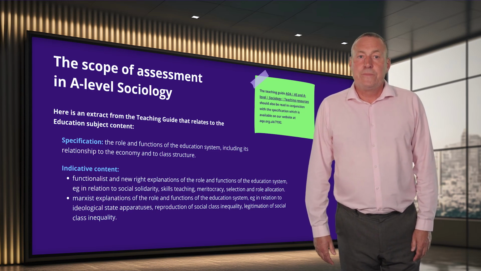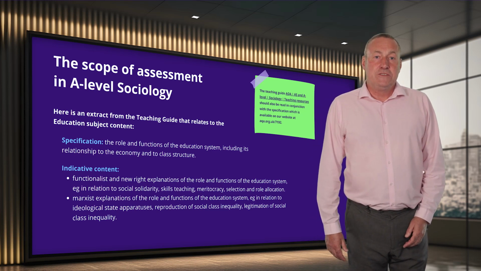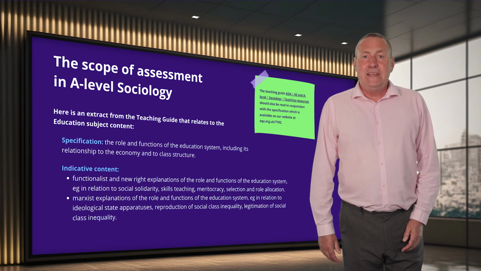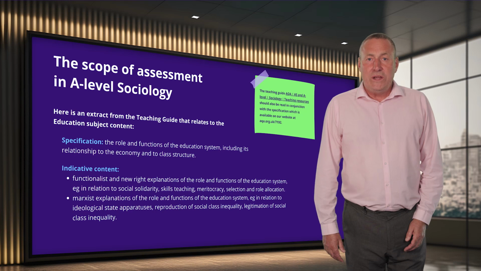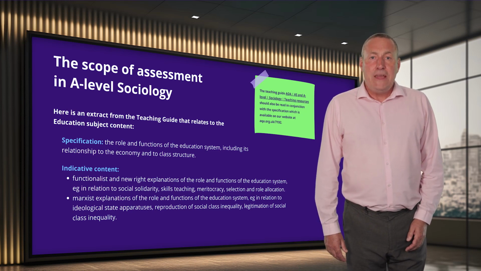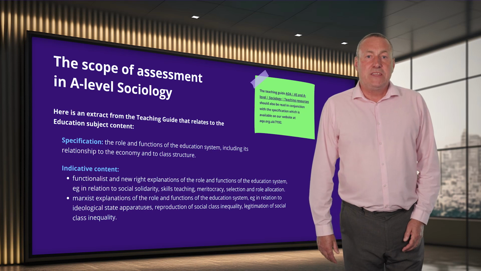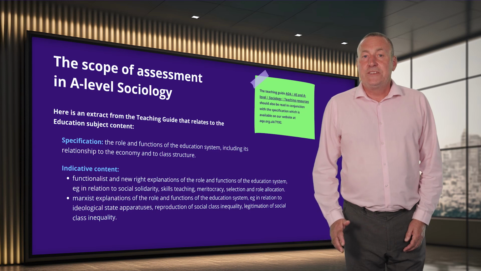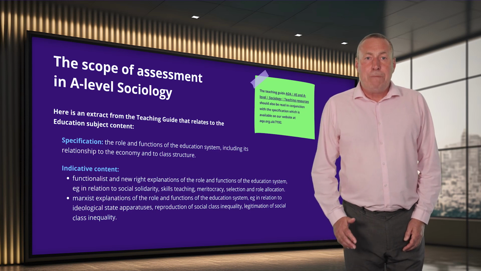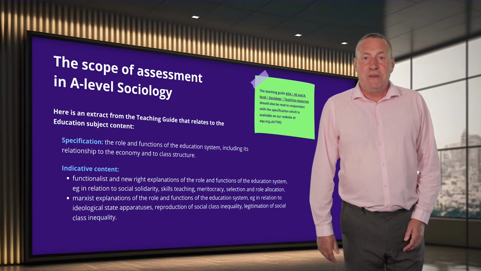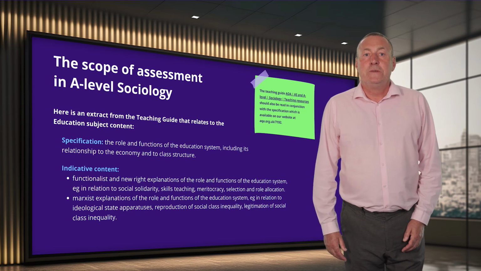The wording of the specification content largely determines the wording of a question. This will be illustrated when we look at some of the questions that have been previously asked to assess students of sociology. In order that they can demonstrate, of course, their knowledge and understanding of sociological theories, concepts and evidence, as well as sociological research methods, and then apply sociological theories, concepts, evidence and research methods to a range of issues.